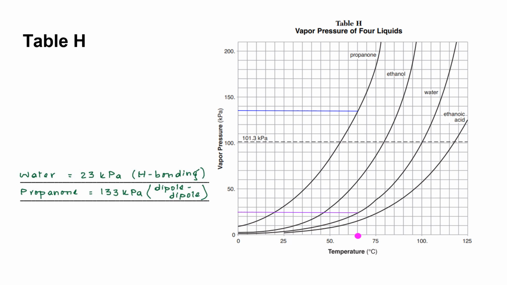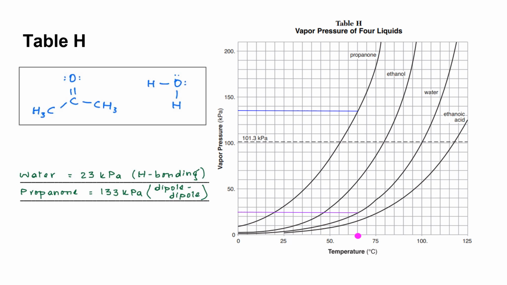So I see that for water, the vapor pressure is 23 kilopascal at 65 degrees Celsius, and for propanone, it's 133 kilopascal. And then we can go ahead and draw the structures for propanone and water. Propanone is kind of new for all of us, so we can just go ahead and copy the structure from my slide. Now, both of them are polar molecules.